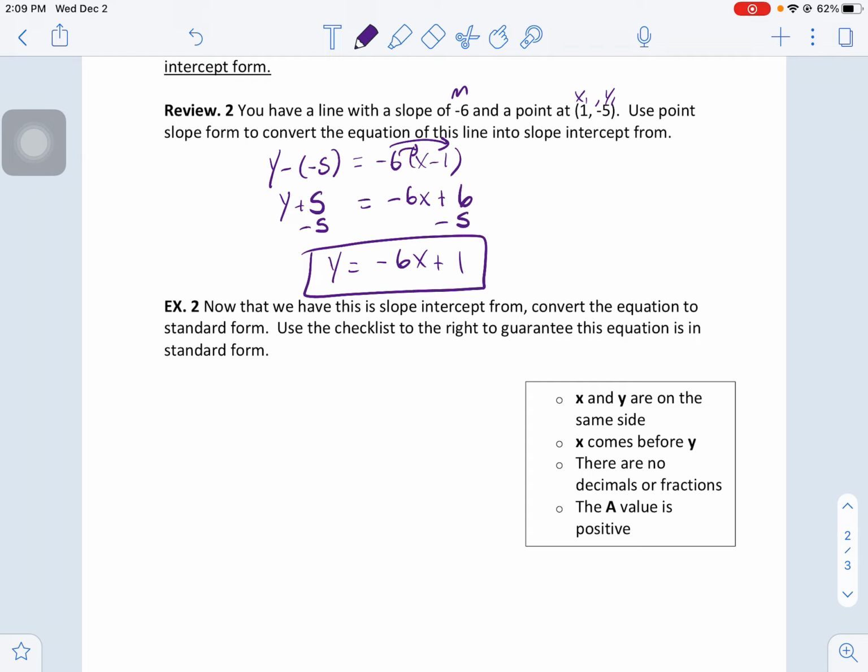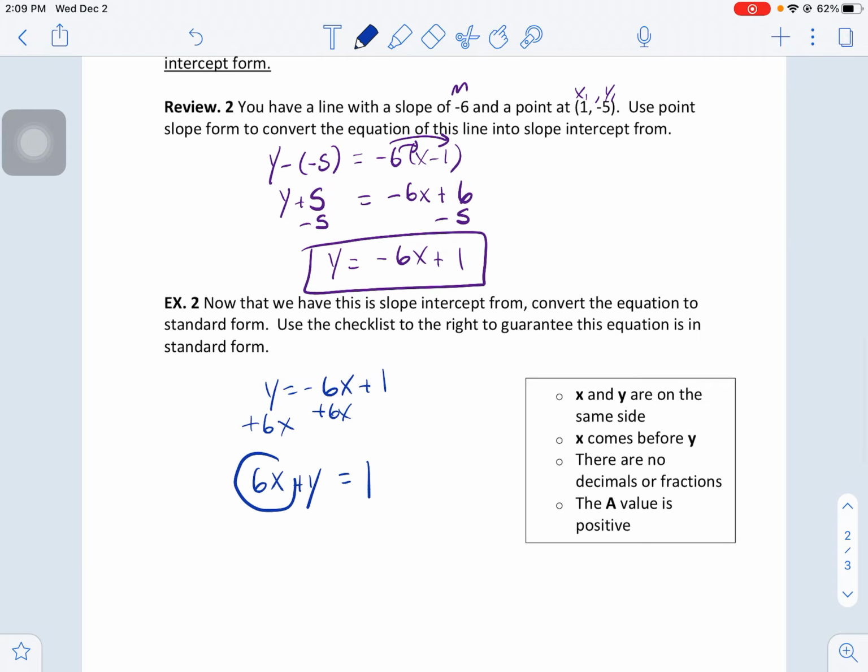Example number 2 says, now that we have this in slope-intercept form, convert the equation to standard form. Use the checklist to the right to guarantee this equation is in standard form. So to convert to standard form, we need to make sure we get the x and y together. So we're going to say y is equal to -6x plus 1. We need to add the 6x over to the other side. That's going to give us 6x plus y is equal to 1.